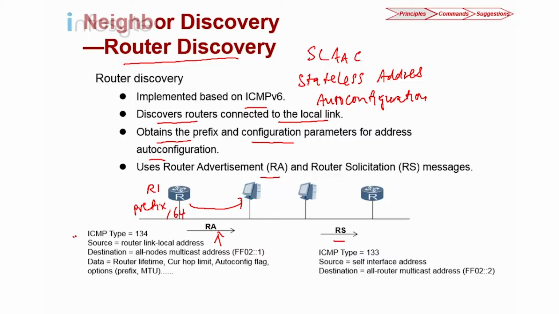Now it's being implemented using the ICMPv6 type 134, and you can see that the source is the link local of the router, and they are using a multicast. Now, inside the ICMP type 134 or RA, it contains the router lifetime, the current hop limit, the configuration flag, and etc. Now, over here, I'm going to show you one demonstration on how you can perform this.